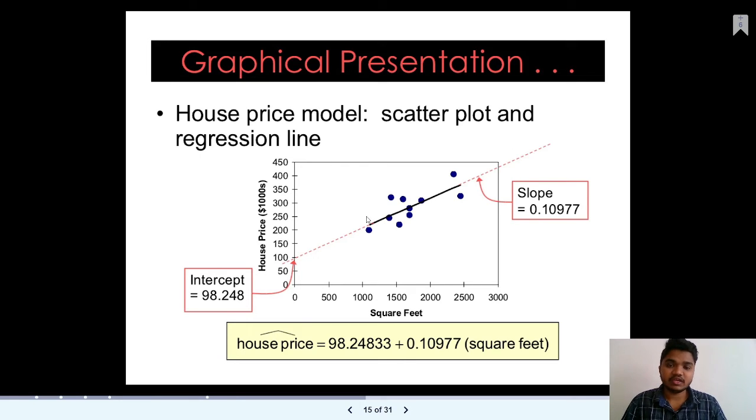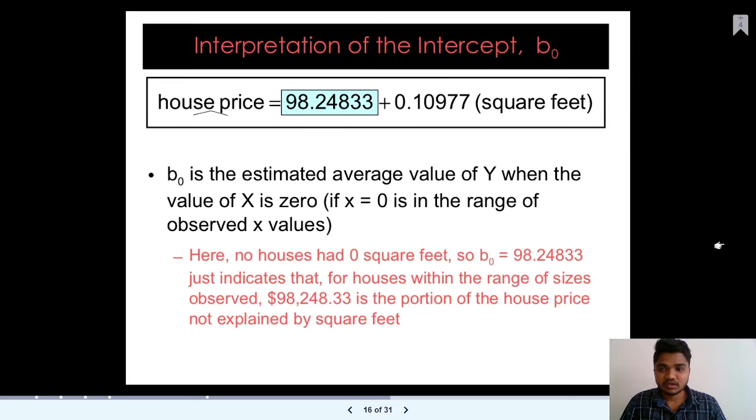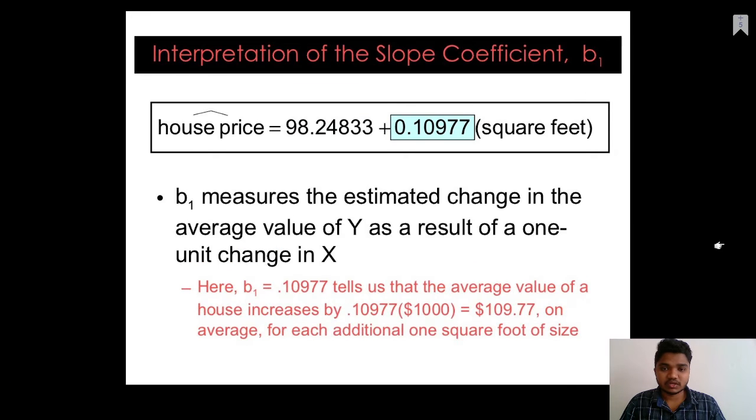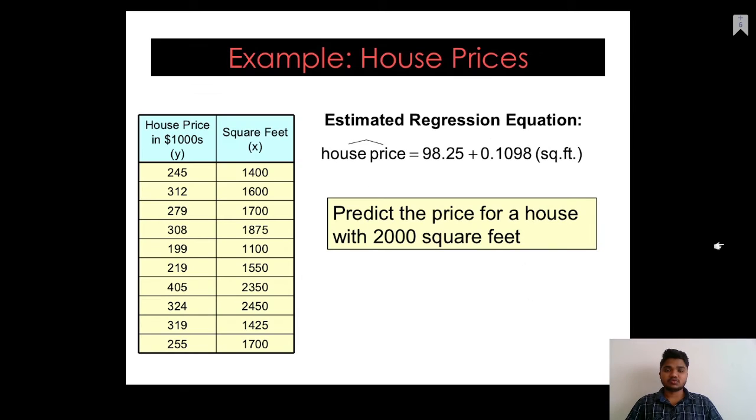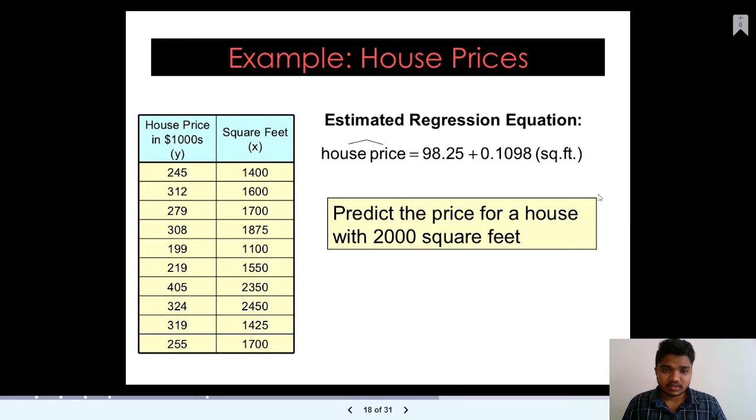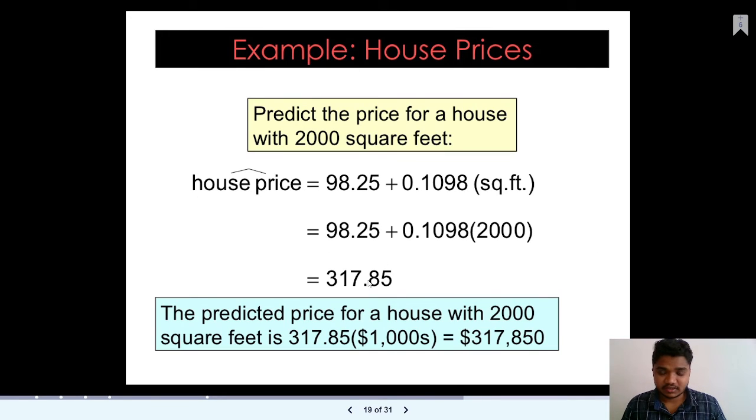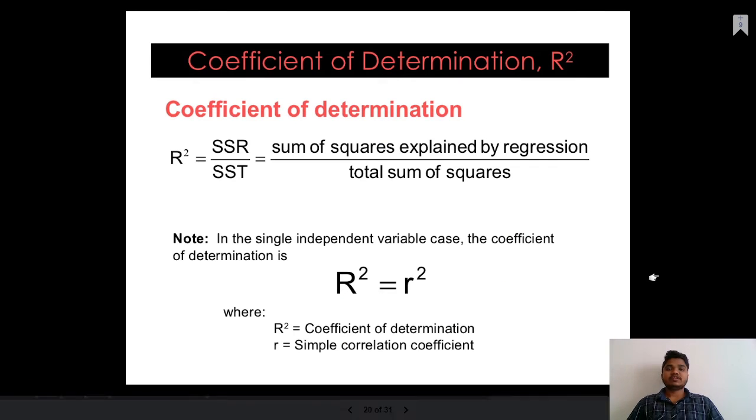If we use a scatter plot for plotting the graph, we'll get a straight line like this, which has a slope of 0.10977, and the equation we get is house price equals 98.24833 plus 0.10977 times square feet. For example, if we are given 2000 square feet, then we get an estimated house price of 317.85, that is $317,850.